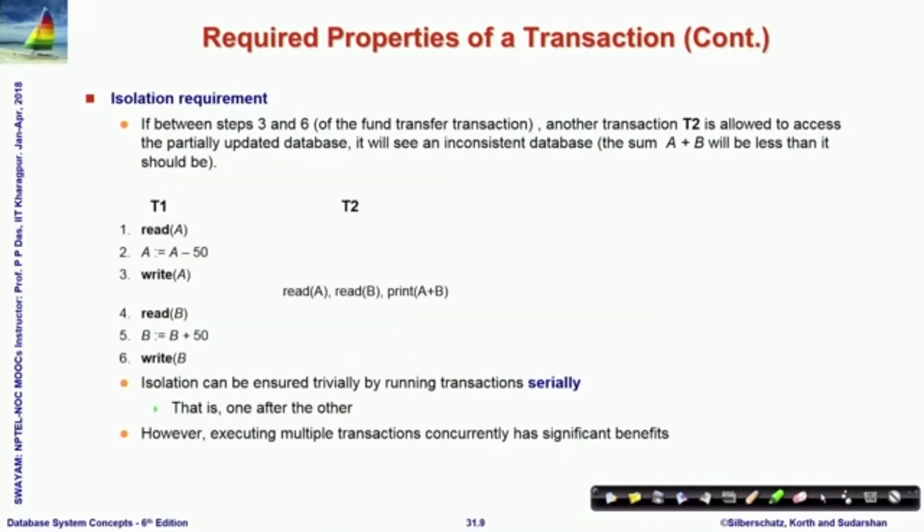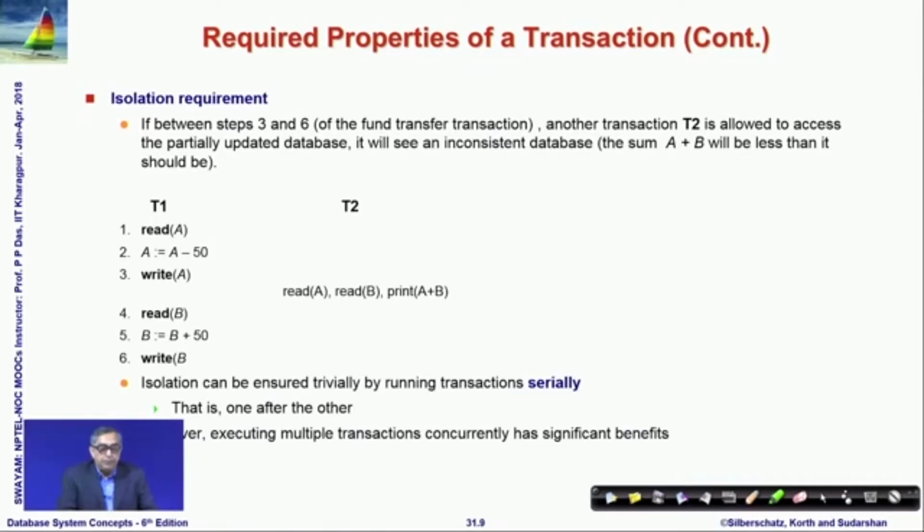The third is again, first look at the example. The one on the left is a transaction T1, which is the transaction we have been talking of, and suppose there is another transaction T2 which happens concurrently. Let us say T2 has 3 instructions: read A, read B and print A plus B. So, it tries to read the balance of accounts A and B and prints their sum.